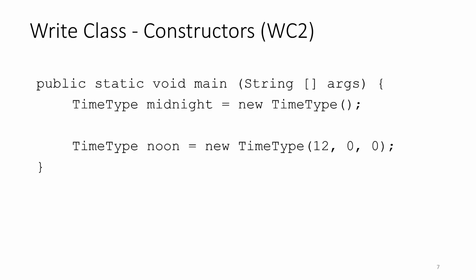For noon, we have declared a new instance, where the hour is 12, the minute is 0, and the second is 0, or noon. That is the end of this worked example.